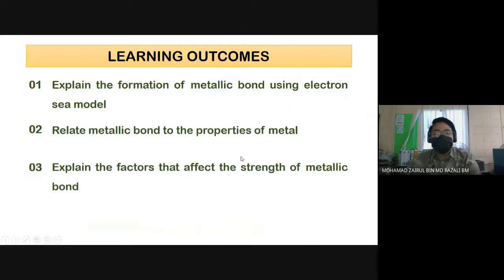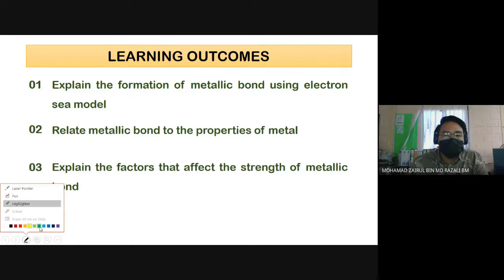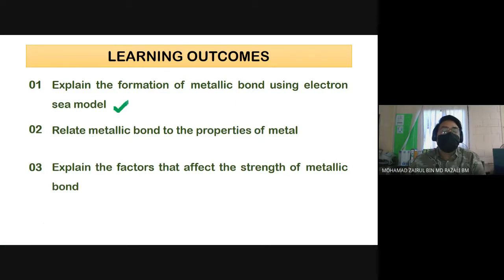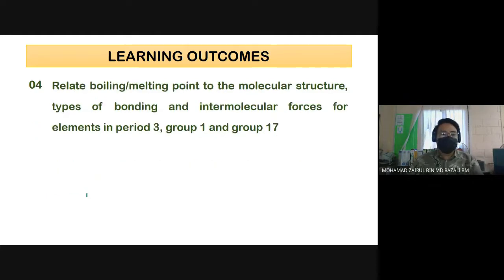Okay, so by the end of this lesson, you should be able to explain the formation of metallic bond by using the electron-sea model. Awak kena tahu how to draw the electron-sea model for a different metal. And then you need to relate the metallic bond to the properties of the metal and explain the factors that affect the strength of metallic bond.